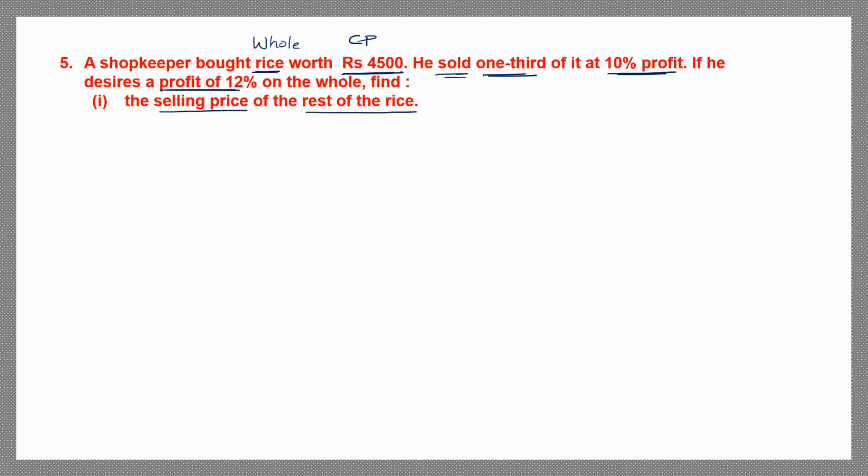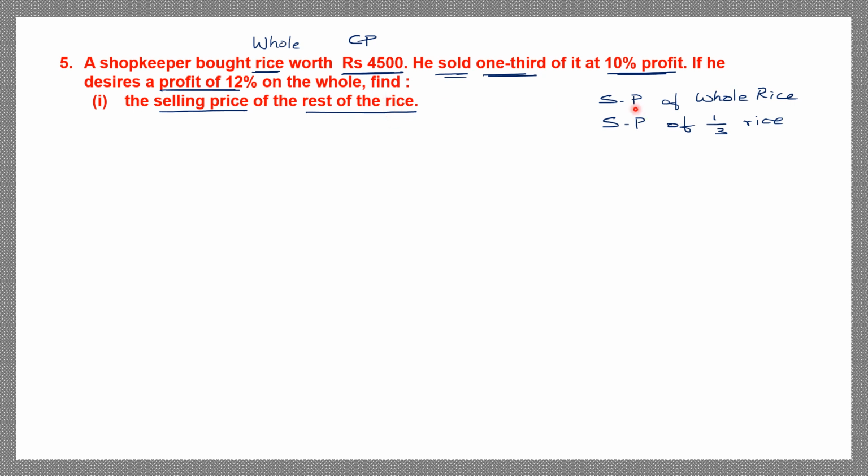So here to find the selling price of the rest of the rice, first we must find the selling price of the whole rice. Selling price of the whole rice. Then we have to find the selling price of one third of the rice. Okay, of one third of the rice. Then when we subtract these two, the selling price of the whole rice and the selling price of one third rice, we will get the selling price of the rest of the rice.